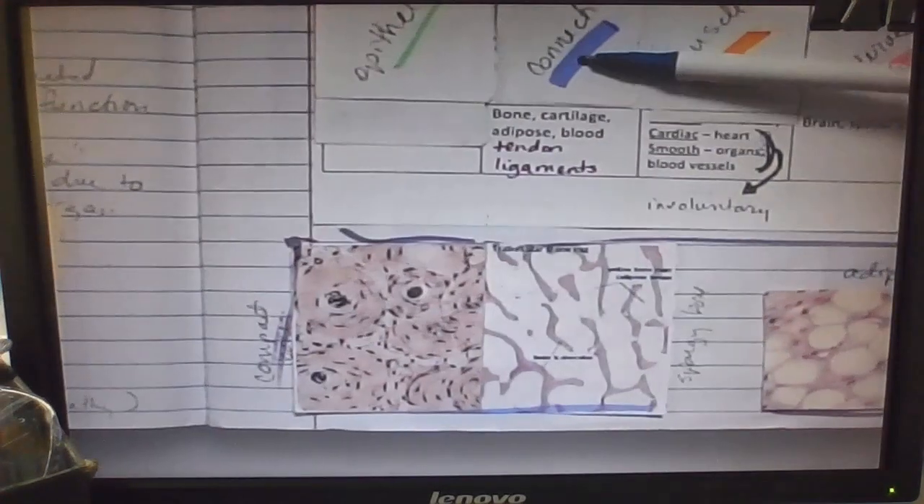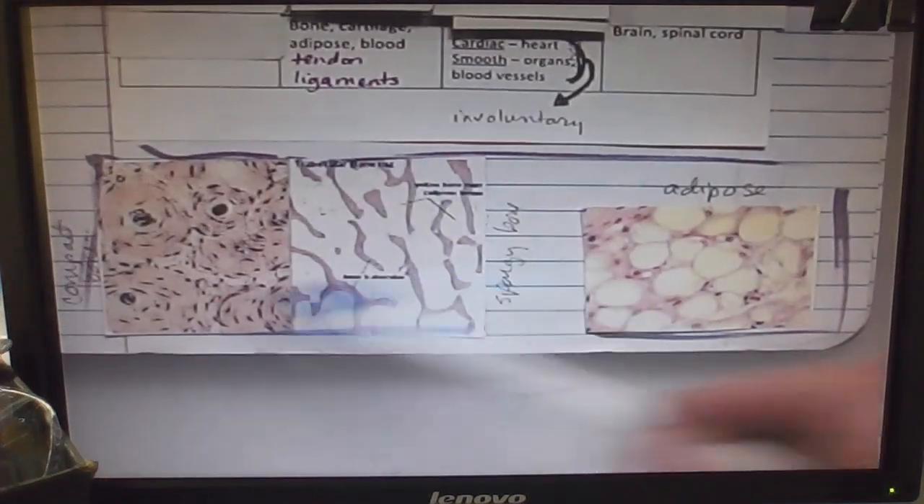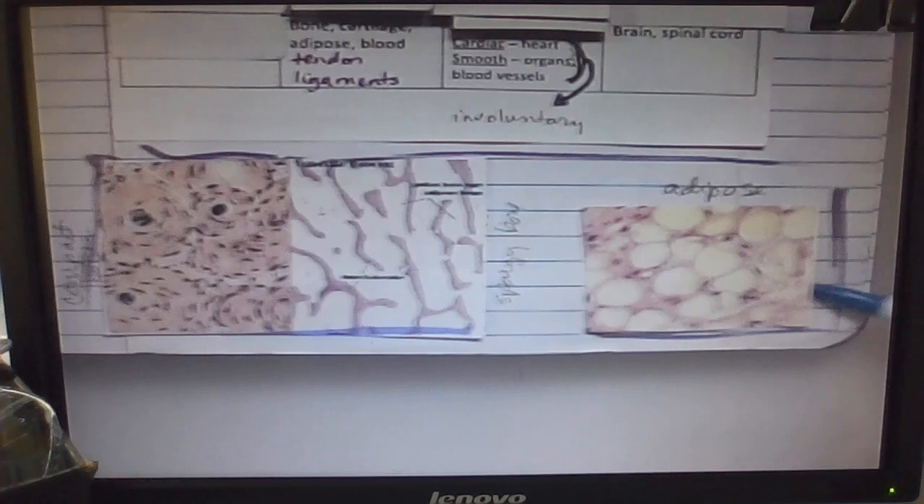And I forgot connective tissue. We had some examples of our connective tissue down here. This is our spongy bone, this is our compact bone, and this was our adipose, our fat tissue.